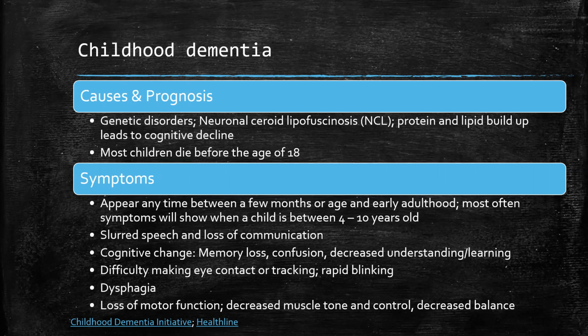You may also notice visual changes in addition to difficulty with eye contact, difficulty with tracking. If you're having them follow a light or follow an object, they might not be able to do that. They may also present with rapid blinking. This population may also experience dysphagia, a loss of motor function, so decreased muscle tone and control, decreased balance. And there are some links on the bottom of this slide for other resources where you can find out more about childhood dementia.